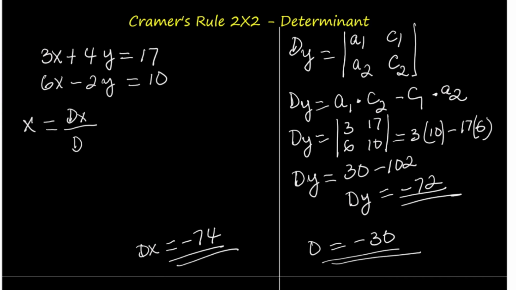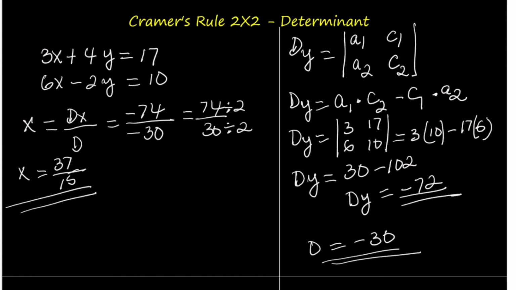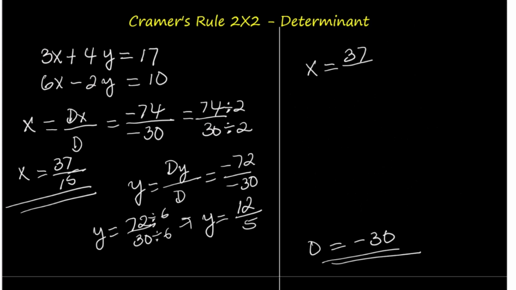Now we're ready to solve for x and y. To find x, we divide Dx by D. That's negative 74 over negative 30. Dividing the numerator and denominator by 2 gives x equals 37 over 15. Next, to find y, we divide Dy by D. That's negative 72 over negative 30. Simplifying by dividing both by 6, we get y equals 12 over 5. Final solution, x equals 37 over 15 and y equals 12 over 5.